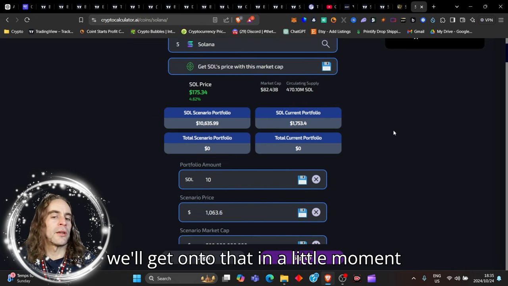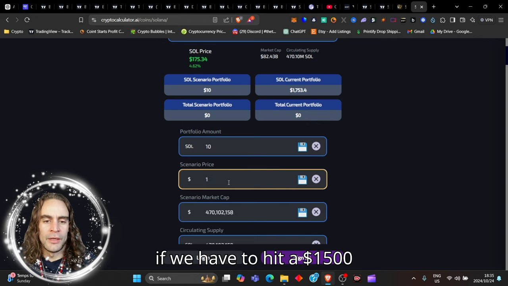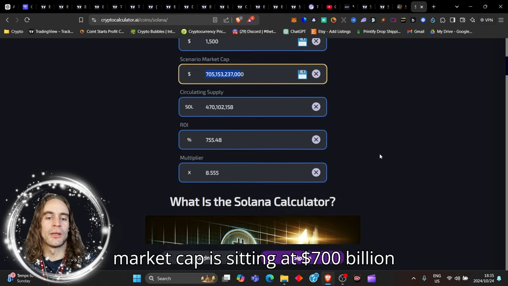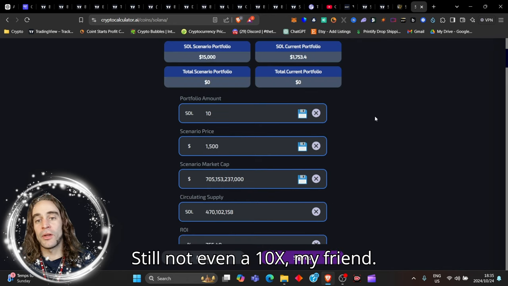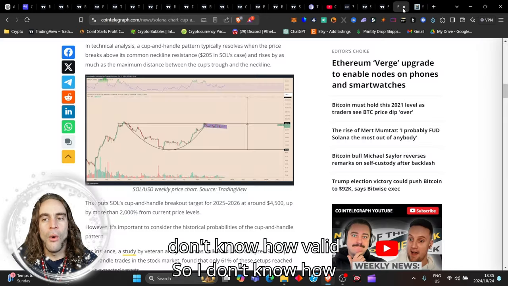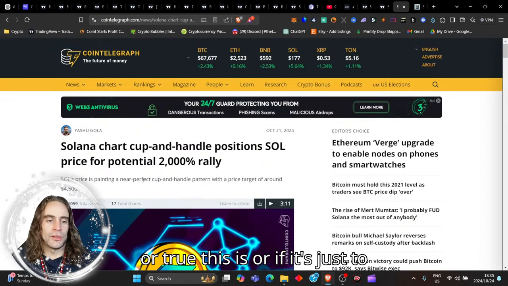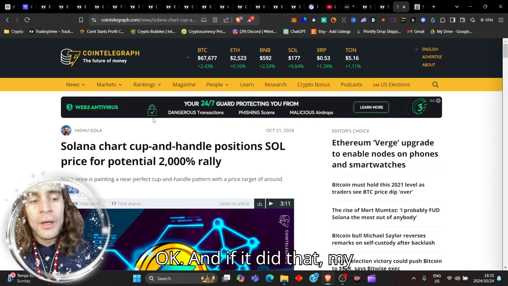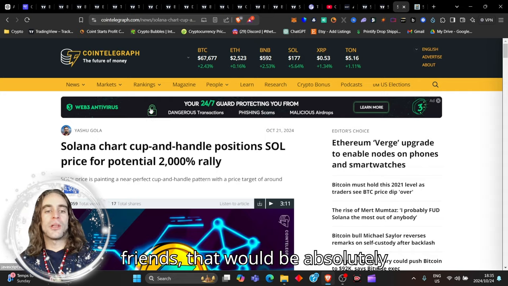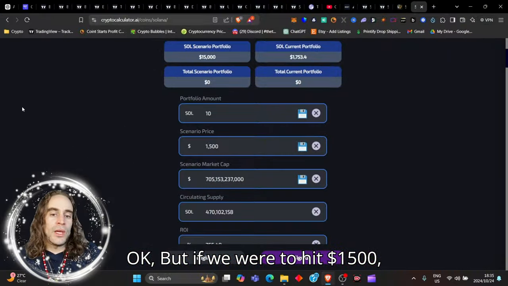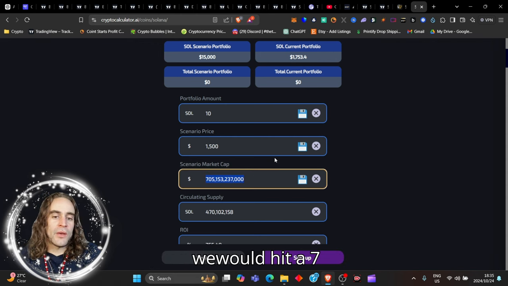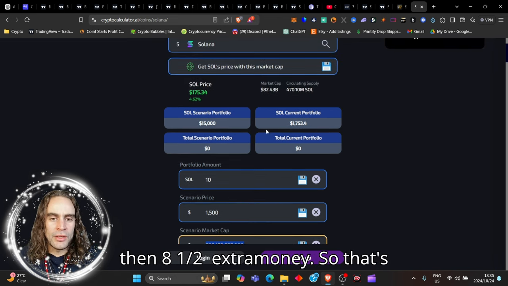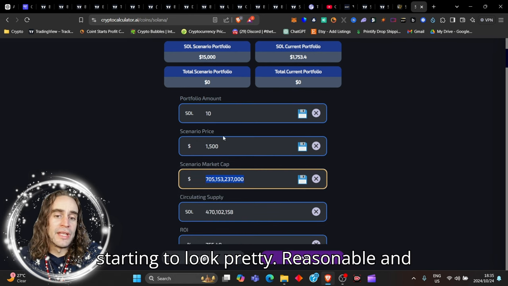So we'll get onto that in a little moment, because right now, even if we had to hit a $1,500 mark, look at that market cap. That market cap is sitting at $700 billion, and that takes us to an 8.5x, still not even a 10x, my friend. So I don't know how valid or true this is, or if it's just to catch the eyes, but I think $4,500 is a decent ask, okay? And if it did that, my friends, that would be absolutely amazing. Solana is here to stay, okay? But if we were to hit $1,500, we would hit a $700 billion market cap. And you would then 8.5x your money. So that's starting to look pretty reasonable and decent.